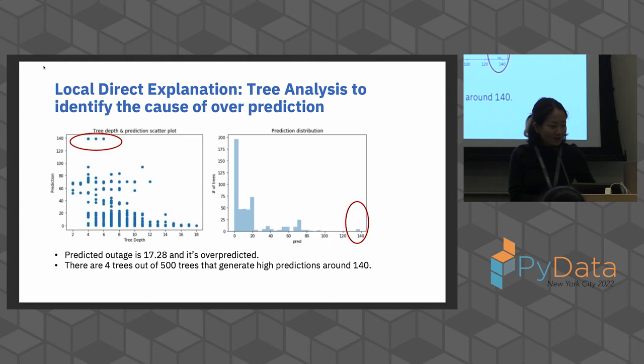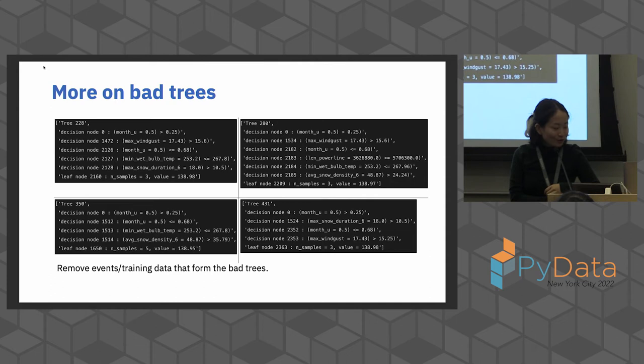So we go to each of the four trees to understand what features and conditions drive the prediction. The prediction here is 138, almost 140. With this condition, we go back to the training data, filter based on the condition, and pick up those events that have very high outages. If a specific event, or several specific events, appear multiple times in those bad trees, then we consider removing them.